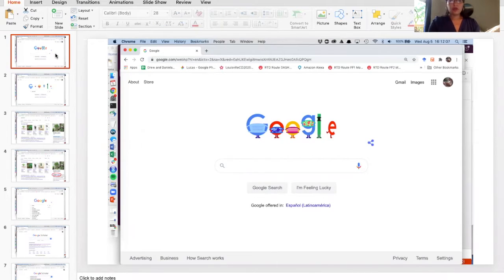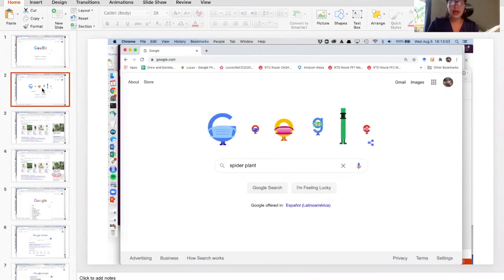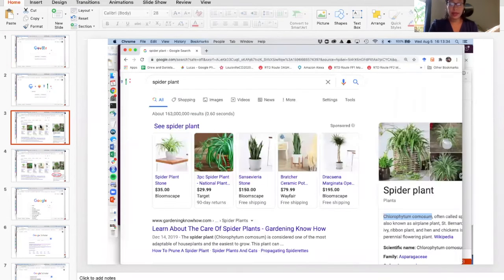So the first thing I did was that I Googled spider plants. So I went to Google, right? And I Googled spider plant. And this is what I get. I get multiple things about spider plants, including Wikipedia. So I find that through Wikipedia, this is the genus and the species, so the scientific name, Chlorophytum comosum.